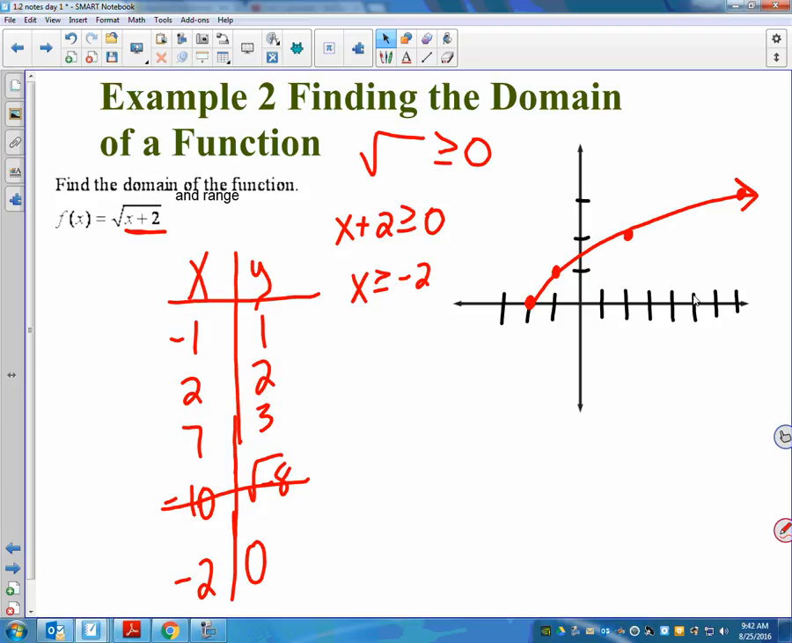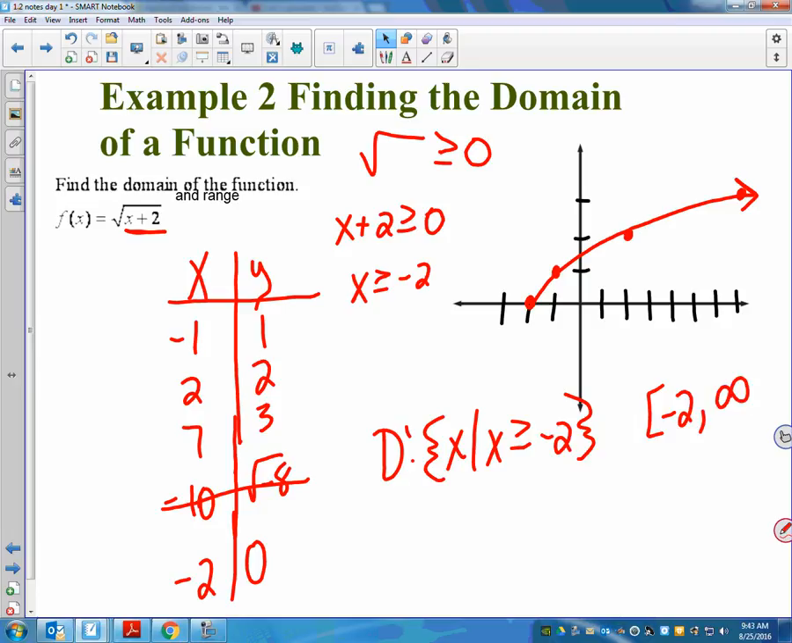You have two options of how you're going to write your domain. You can write it in set notation, where you would say the domain is all the x's such that x is greater than or equal to negative 2. Have you seen that before? The better option, I think, is to do interval notation, which would be, I could say, starting at negative 2, including negative 2, going to infinity.